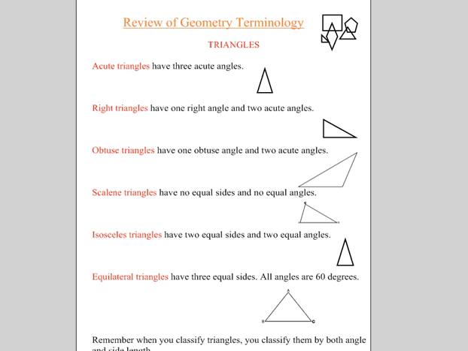Acute triangles have 3 acute angles in them. Right triangles have 1 right angle and 2 acute angles. Obtuse triangles have 1 obtuse angle and 2 acute angles. Scalene triangles are triangles where there are no equal sides, and because there are no equal sides, there are no equal angles. Isosceles triangles have 2 equal sides and therefore have 2 equal angles. And finally, equilateral triangles have 3 equal sides, and because angles in a triangle add up to 180 degrees, each angle in an equilateral triangle is 60 degrees.